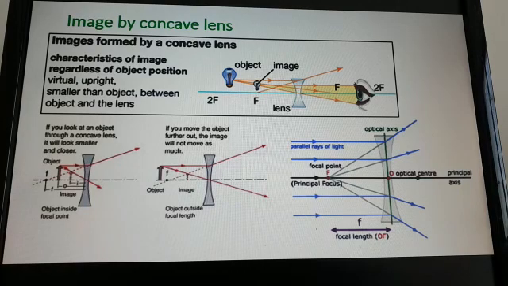I think you understand about thin lenses. Watch the video clearly and do the worksheets also. Okay.